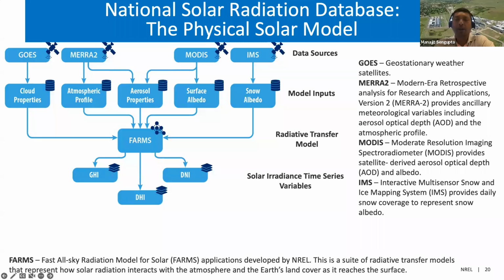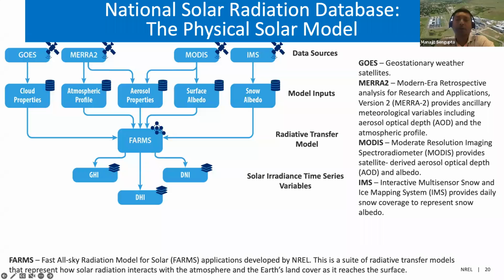As you can see, there are different layers in the diagram. The topmost layer is the source of data. The GOES is the satellite data. Then there's MERRA-2, which is a model data set available from NASA. MODIS is another satellite, which is a polar orbiting satellite. And then we have the interactive snow and ice mapping, primarily to get our albedo.